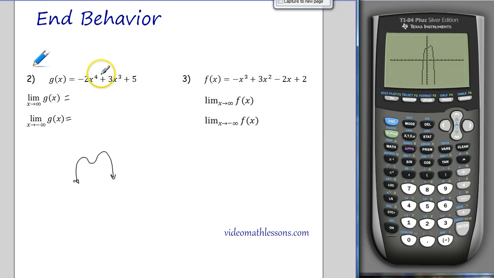Even powers will point the same direction. Odds point opposite directions. So as we look at this graph, as we go to the right, the graph is pointing down. So the graph will be going towards negative infinity. As we go to the left, the graph is going to also go to negative infinity.